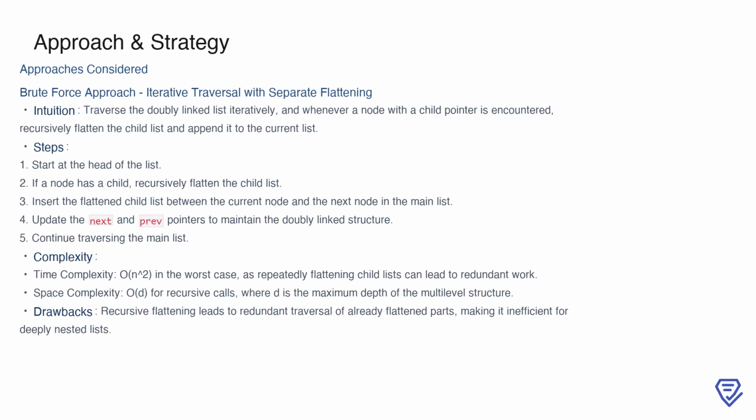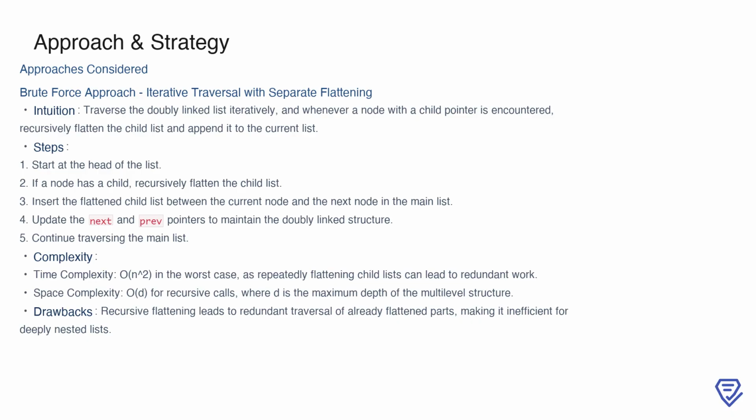To start, one approach we might consider is a brute force method that relies on iterative traversal combined with recursive flattening of any child lists. The intuition here is simple. As we traverse the main doubly linked list, whenever we encounter a node with a child pointer, we recursively flatten the child list and append it to the current list. The process involves inserting the flattened child list between the current node and its next node, while ensuring the next and previous pointers are updated to maintain the doubly linked structure.